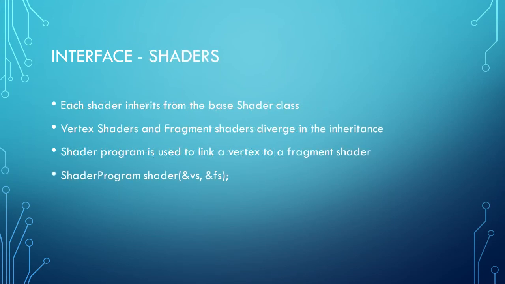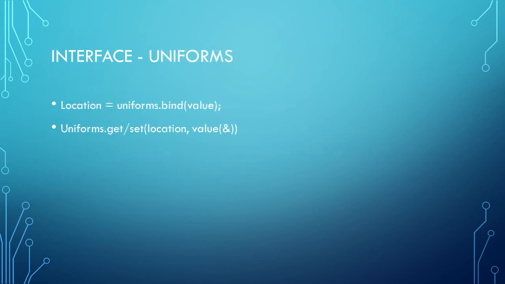Creating shaders will be as simple as linking a vertex shader to a fragment shader, which all inherit from a shader base class. Linking shaders will be done in a shader program class, which takes in a reference to the vertex shader and the reference to the fragment shader. In order to work with uniforms, it's going to be as simple as getting a location from the uniform allocator. Uniforms.bind and giving it a value will allocate a certain amount of space for a uniform and return back the location in which that uniform is stored. Uniforms.get or set, followed by location and the value reference, can be used to update and set uniform variables accordingly.